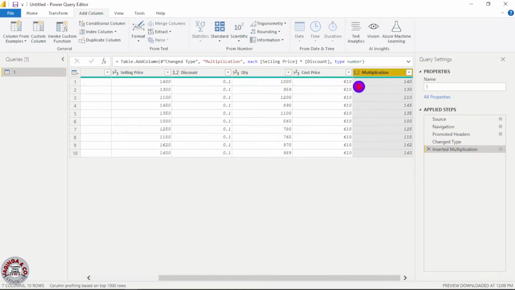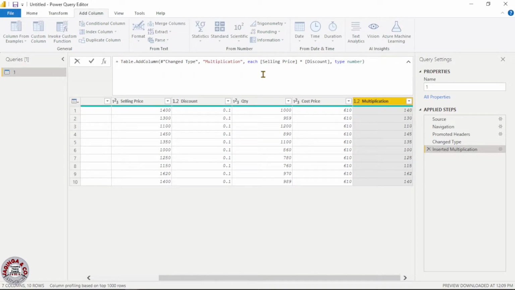And this multiply is giving me the discount, but I want the net selling price instead, because we know the discount is 10%. So I will come to this formula bar and change the formula. I will click here, expand this formula bar. Then selling price times 1 minus discount. So within the brackets of discount, I will click inside just before it, and I'll write 1 minus discount. Then I will click enter.